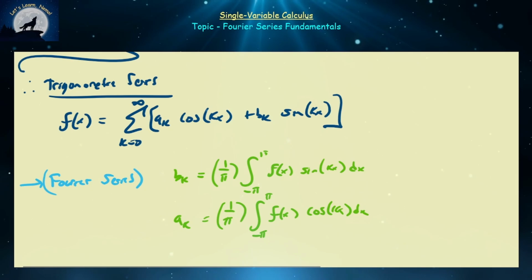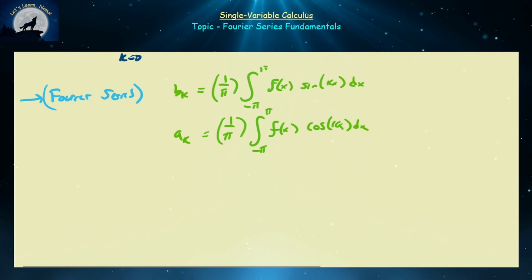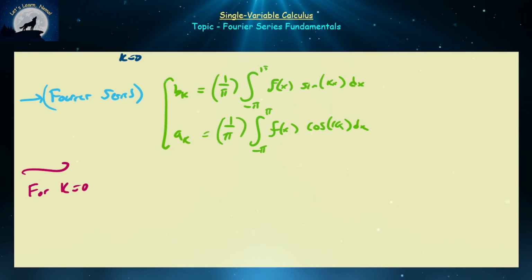Now, for a_0, remember the mean value of the Fourier series is typically isolated on its own, and typically for good reason. So let's figure out what that will be. So keep in mind, this is going to be equal to what?